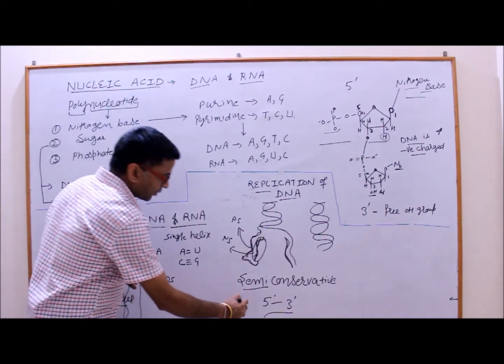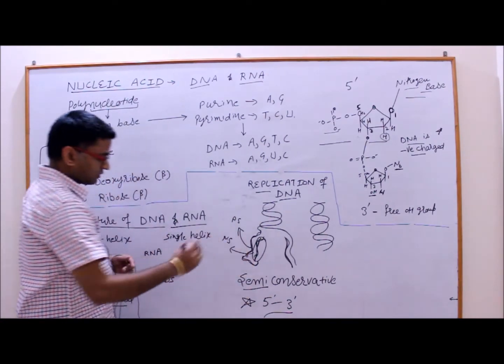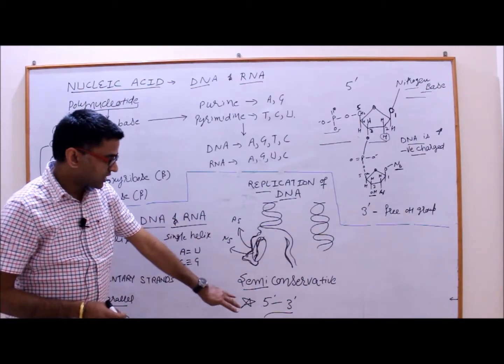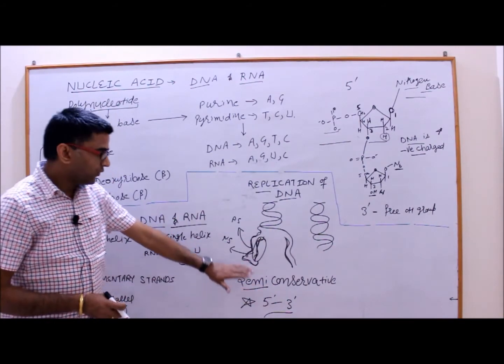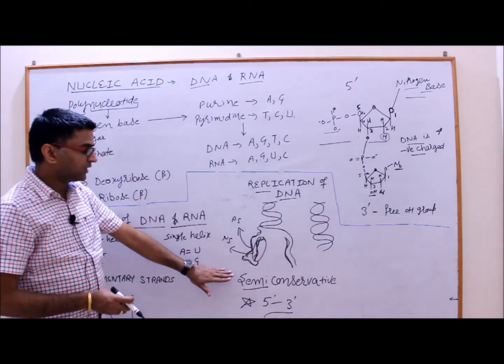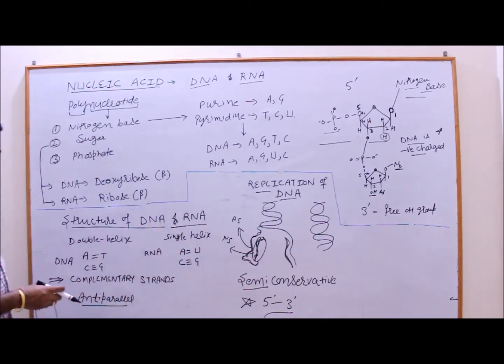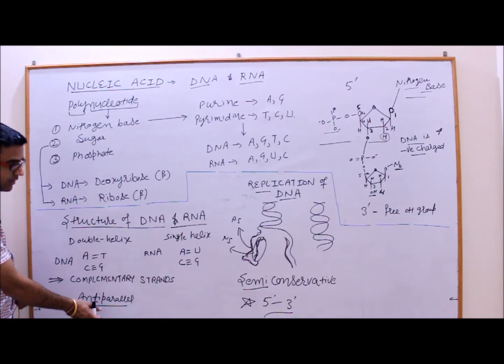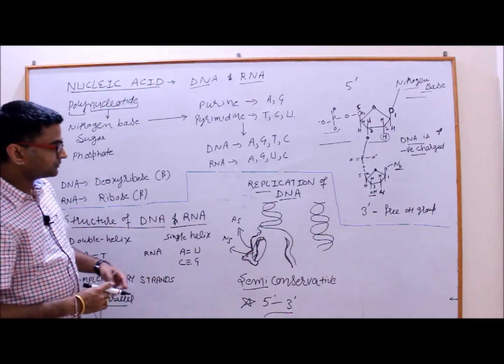And this is again a very important aspect for competition exams. That is, in which direction does DNA replication proceed? 5' to 3'. What type of mode is there in DNA replication? We say it is semi-conservative in nature. In the structure of DNA, two strands are complementary and run anti-parallel to each other.